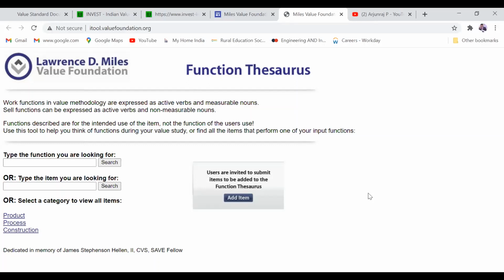What is the function of an electric motor or a motor? Motor converts energy. Convert is an active verb and energy is a measurable noun. So you should always have one verb and one noun to define the product. Basically, even the basic function and secondary function, one-time function, all-time function, all the functions will have only two words: one active verb and one measurable noun. Even if you get a product or process, write the product.